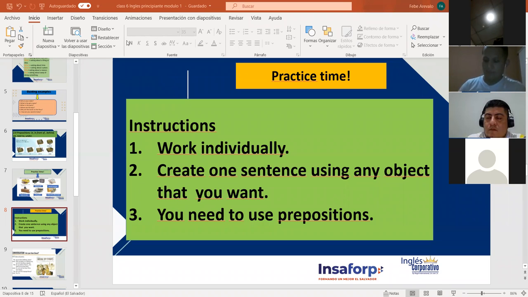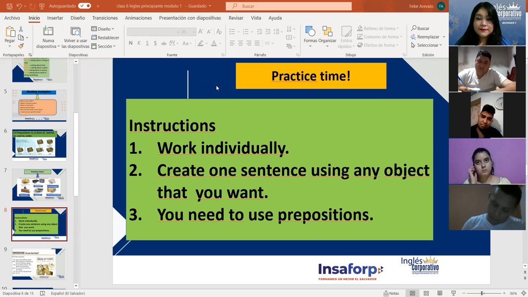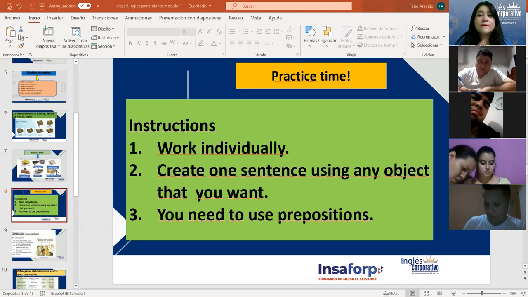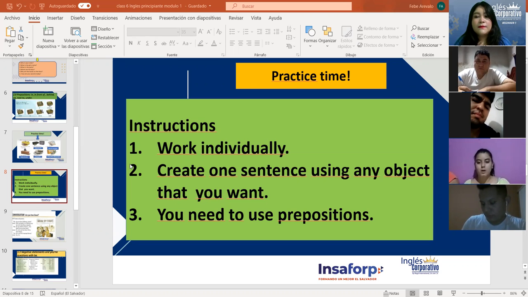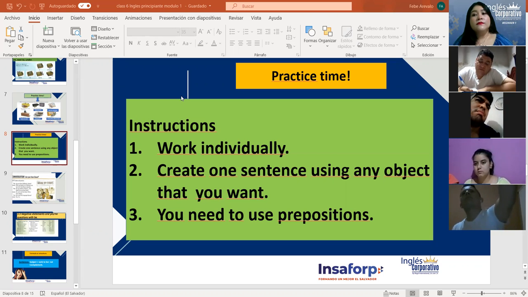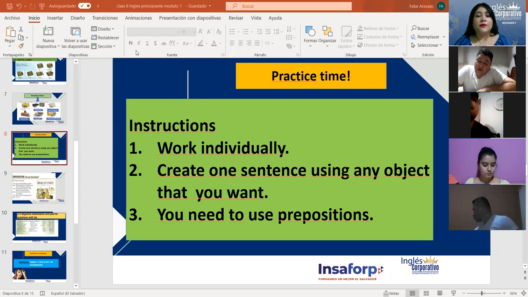Finished, Miss. Excellent. Thank you for letting me know. Who else has finished? ¿Quién más ha terminado? Me, teacher. Excellent. All right, let's get started.